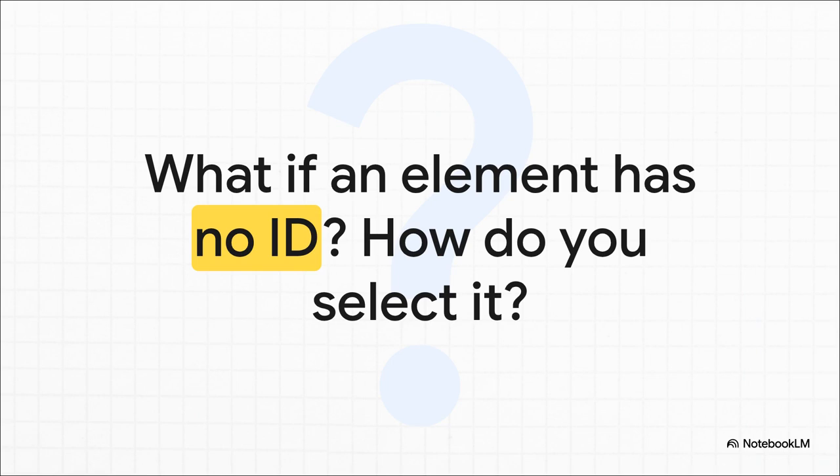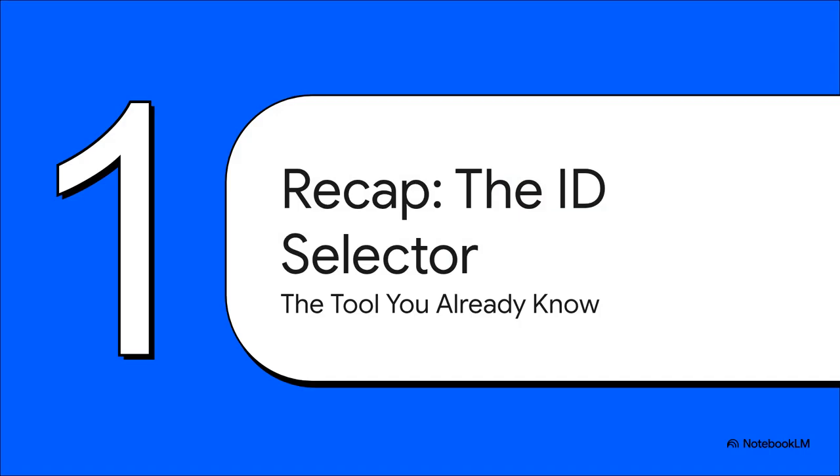You're writing a script, you need to click a button, you go to inspect it, and no ID. It's a super common roadblock, right? But don't worry, there's a really powerful way around it. But before we get to the new stuff, let's do a super quick recap of the tool you already know and love, the ID selector. It's usually the first thing we look for when we need to grab an element.